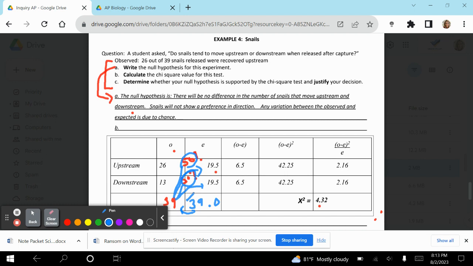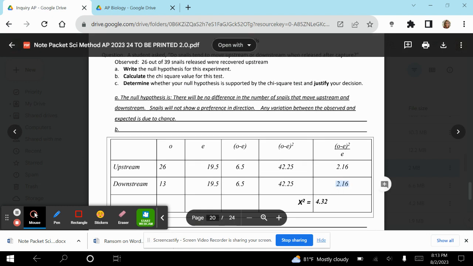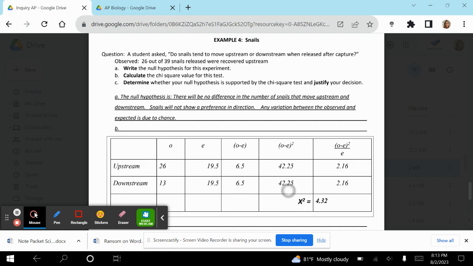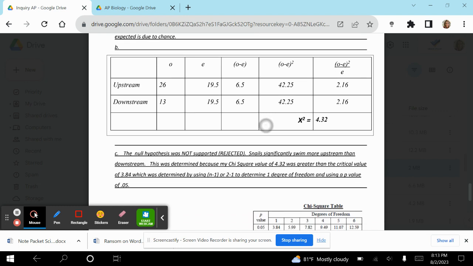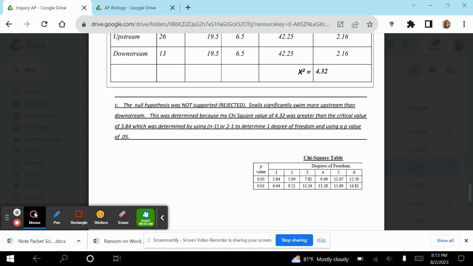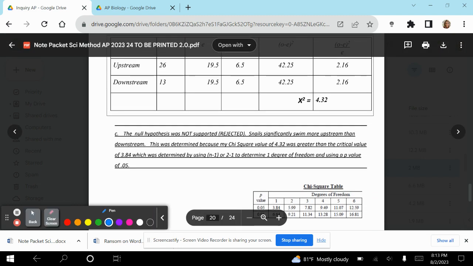So when I do my math here, I end up with a chi-square value of 4.32. And then we have to remember, because we wrote the null, we calculated the chi-square value, but now we have to determine whether we support or accept the null hypothesis or we reject it. We had 2 categories here. So to figure out my degrees of freedom, it was n minus 1. So that means we have 1 degree of freedom. Okay, so I'm going to use that column.